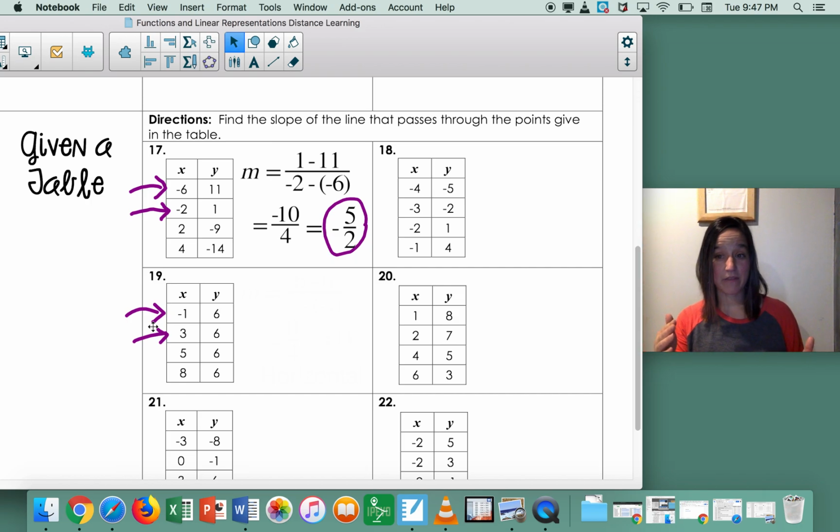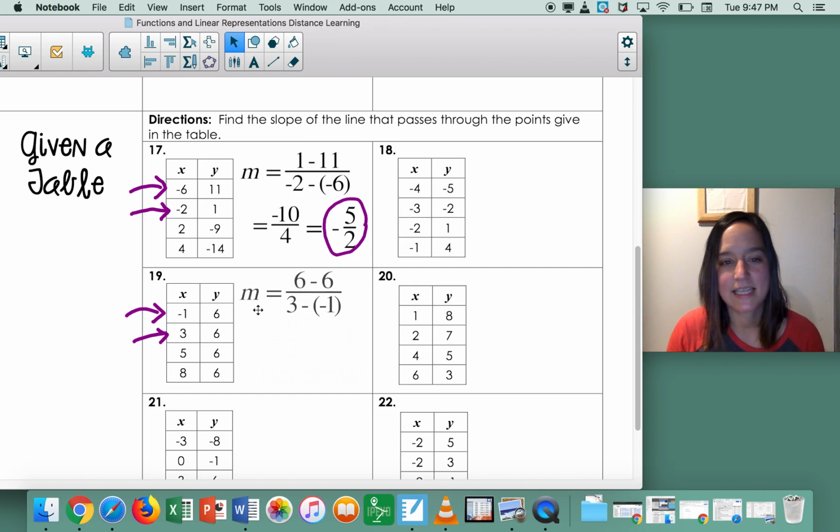I did number 19 as well, just to show you that it's the exact same. Again, I just picked the first 2. You really could pick any single one of them. It doesn't matter. No matter where you pick it from, you're still getting the same answer. I just picked the first 2 because it seems to make sense to me. So there's my slope, and I get the answer 0/4. Does that mean my answer is 0, or does that mean my answer is undefined? That means my answer is 0. So if my answer is 0, then I also know that it's a horizontal line.